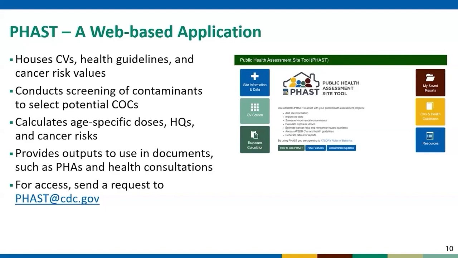FAST has a resource page that includes ATSDR exposure dose guidance, or EDGs, documents that provide the basis for the methods and input parameters used in FAST. In addition, the most up-to-date CVs, health guidelines, and cancer risk values are stored within the FAST database. The output from FAST should be used in your public health documents, such as public health assessments, also known as PHAs, and health consultations, because FAST provides quantitative results that are consistent with ATSDR policy and guidance.